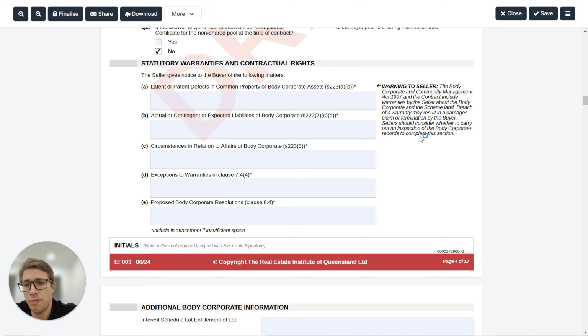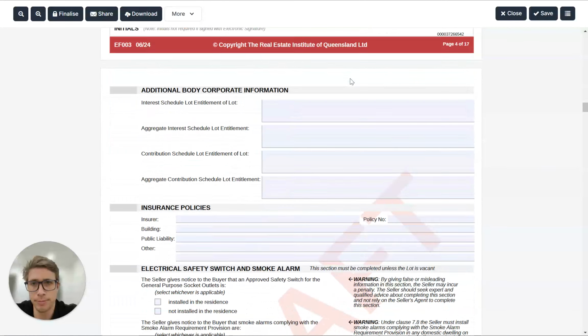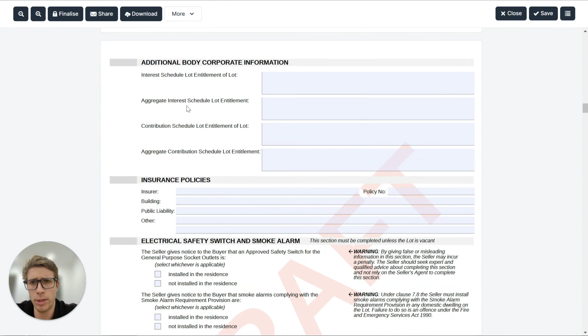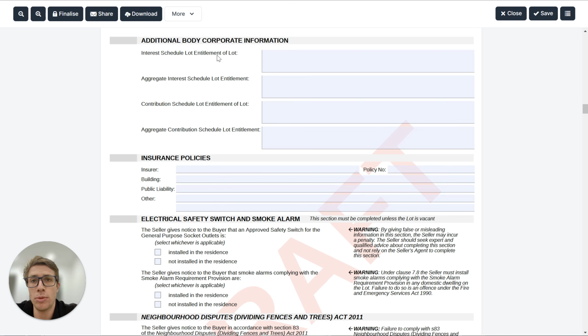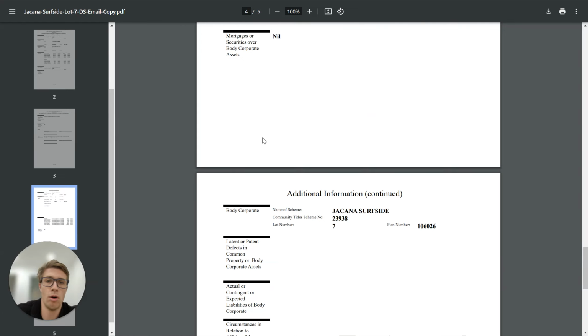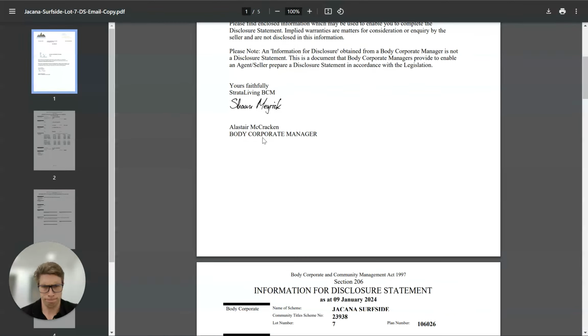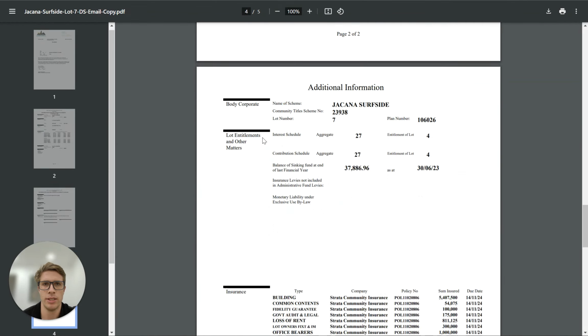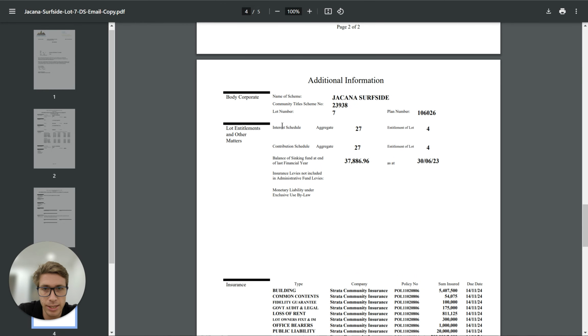So this one here, if there's anything going on in the body corporate, the body corporate's going to tell us when we go to get all the documents from them. So we'll know this. Normally that's going to be left blank. So additional body corporate information, interest schedule, lot entitlement, aggregate interest schedule, contributions schedule lot. So this is found on this document, which is the disclosure statement. So the information we're looking for is here. So aggregate 27, lot entitlement 4.